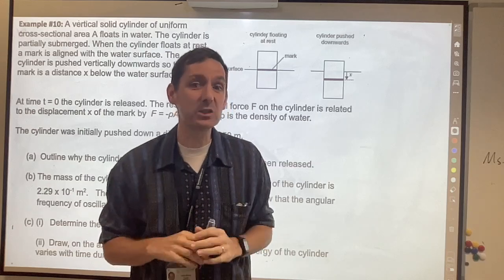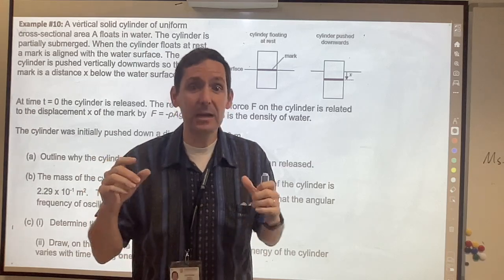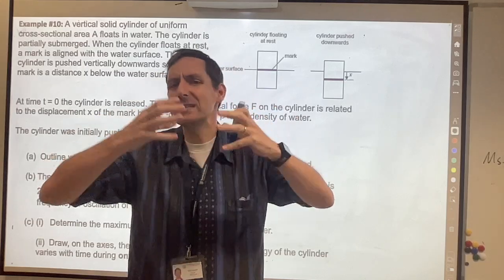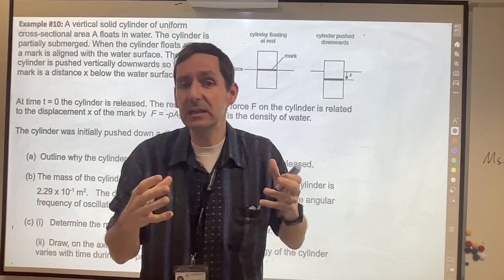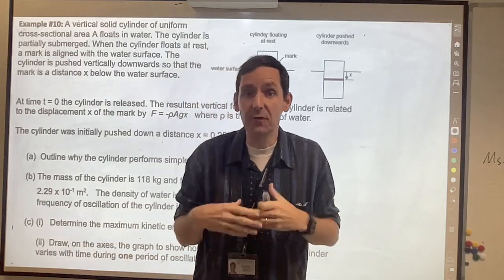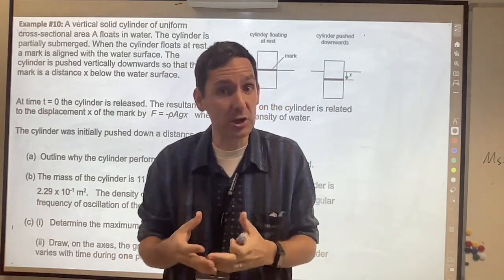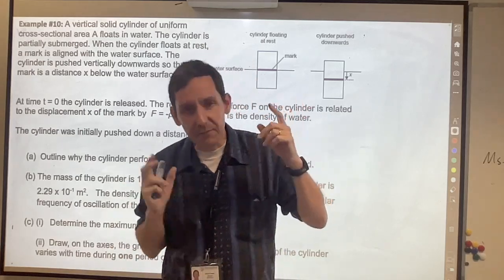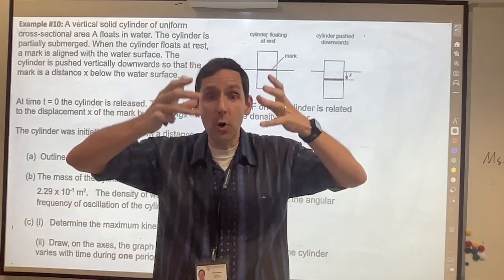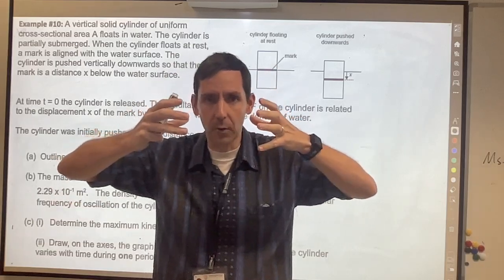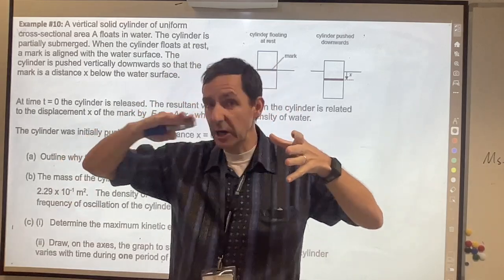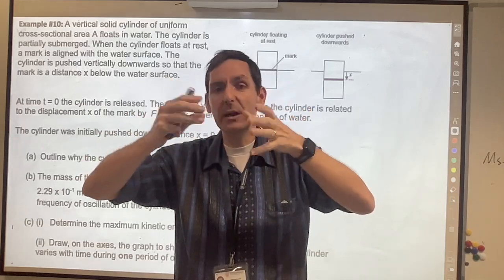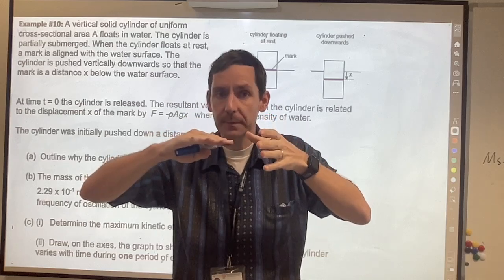What we have here is a cylinder, okay? The cylinder is floating vertically in the water. So why is it floating? Well, we know that it's floating because of the buoyant force, right? You should have learned about the buoyant force before, all right? So you have a cylinder that's floating due to the buoyant force. It has a cross-sectional area A, and obviously since it's floating, it's partially submerged, okay?